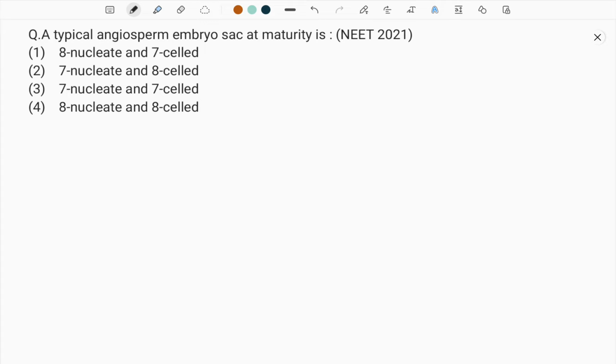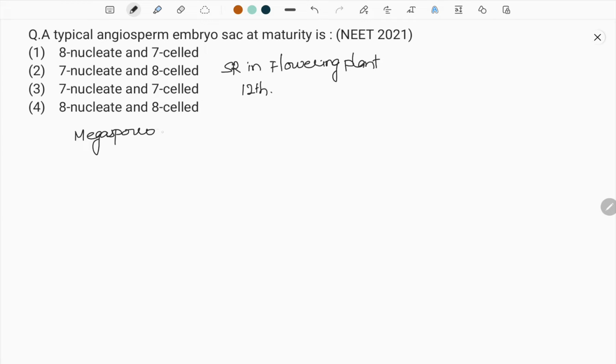A typical angiosperm embryosac at maturity contains the number of nuclei and number of cells. This question is from sexual reproduction in flowering plants. I often call it SR in flowering plants. This chapter is from NCERT plus 2, the 12th standard, and to have a complete understanding of the question, one should know the megasporogenesis.